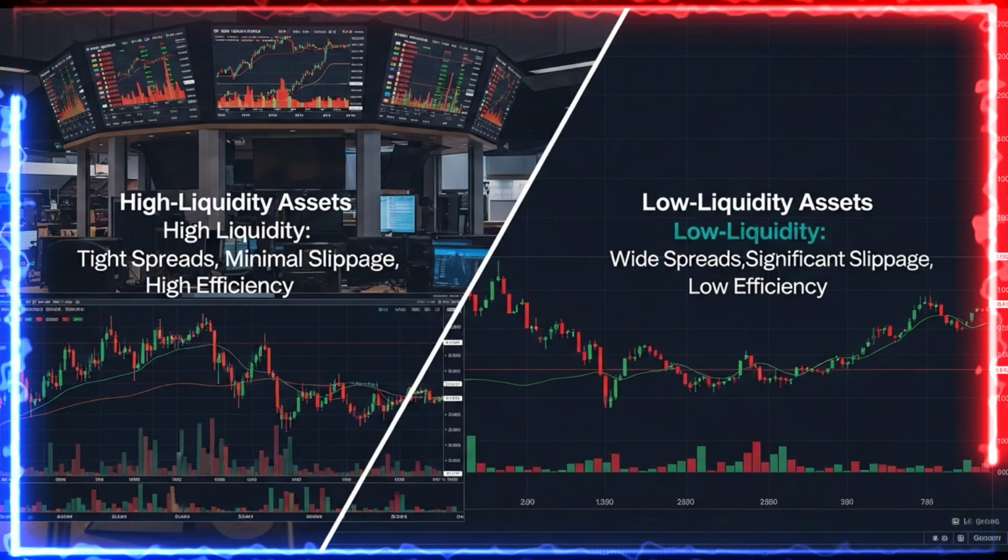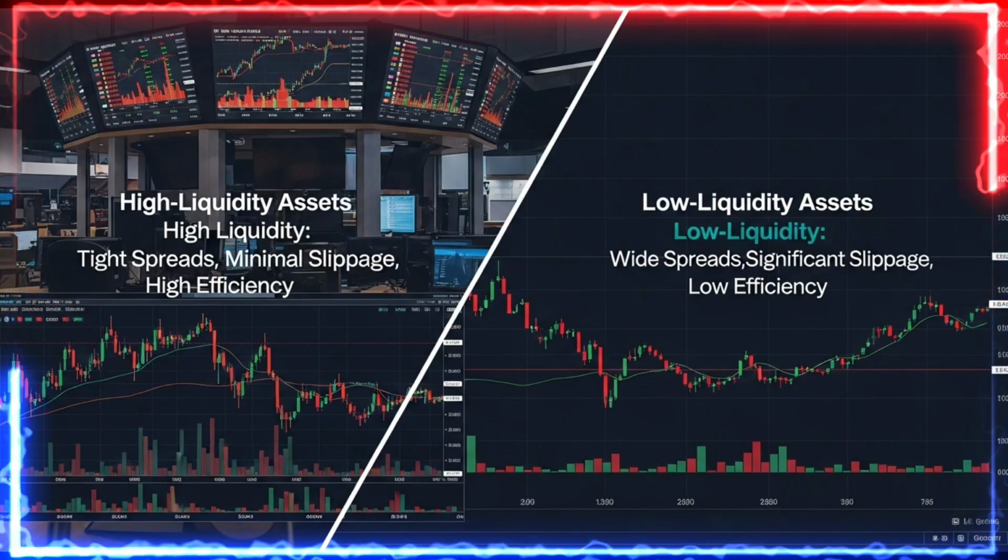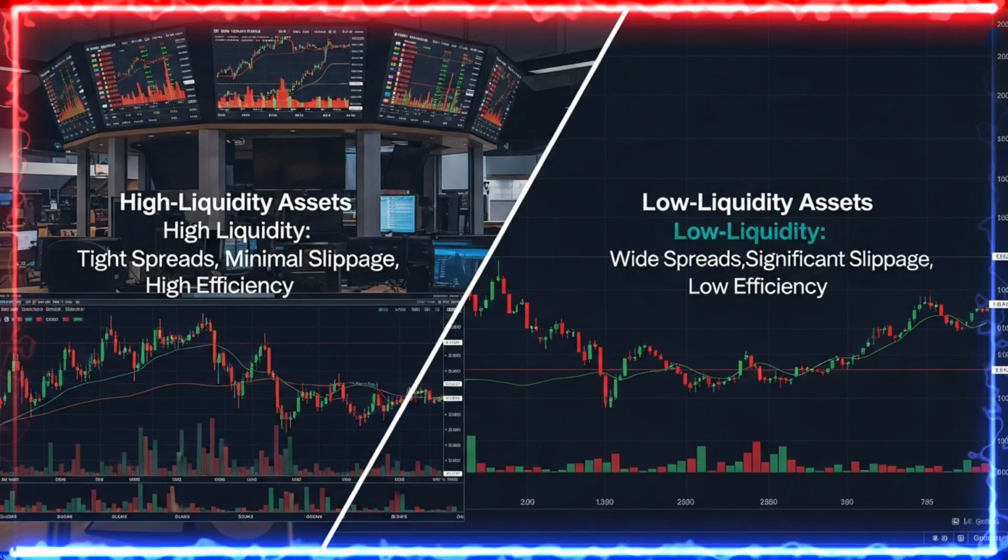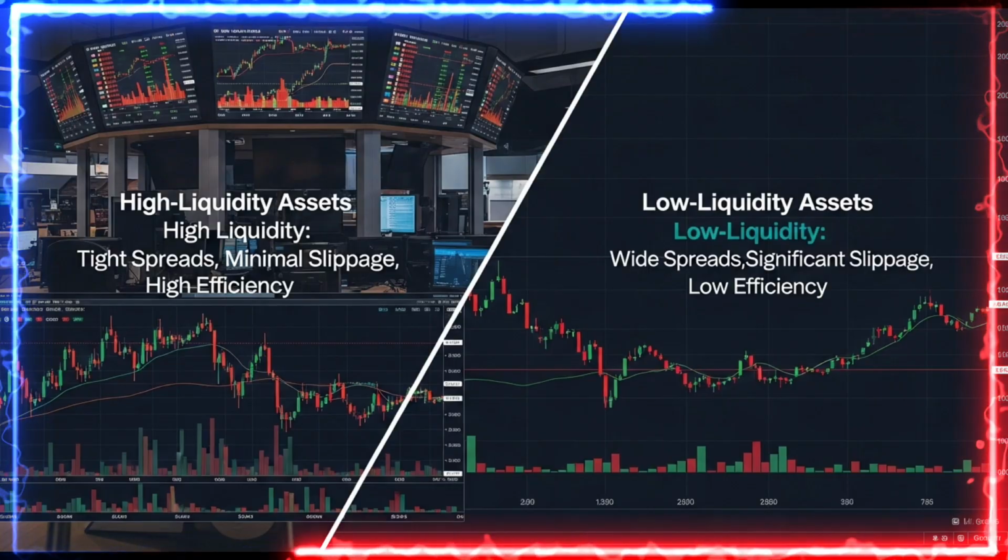To use this, you can wait for the liquidity grab to happen and then look for a reversal setup in the opposite direction, which often lines up with the real move of the session.